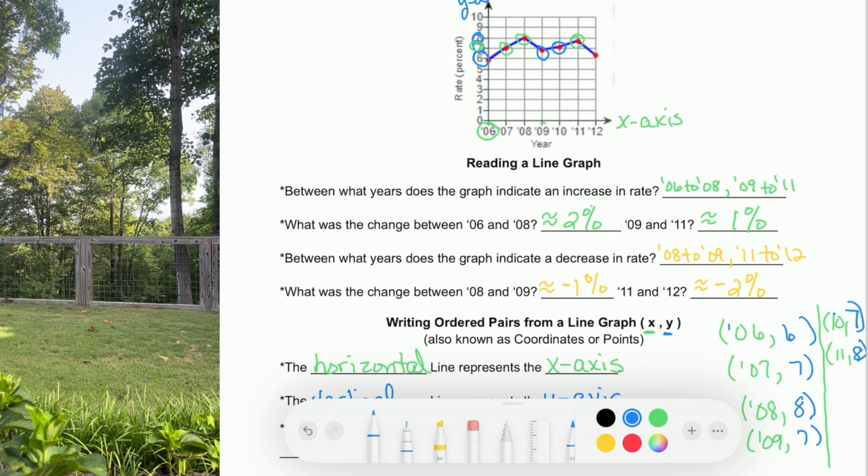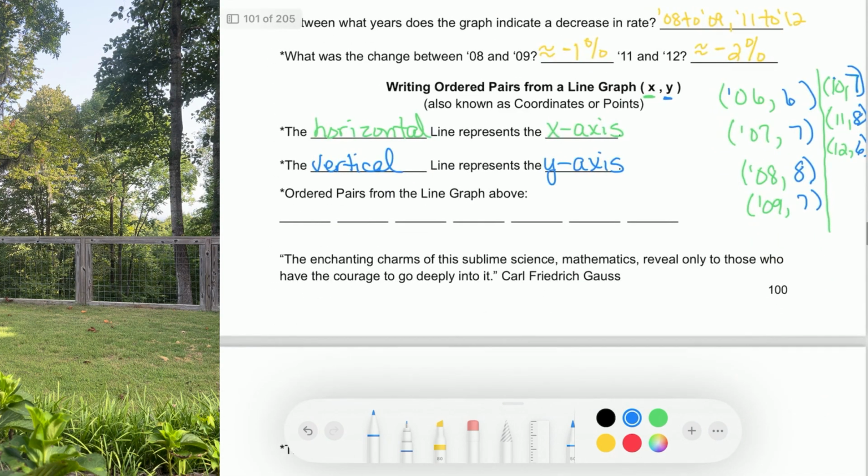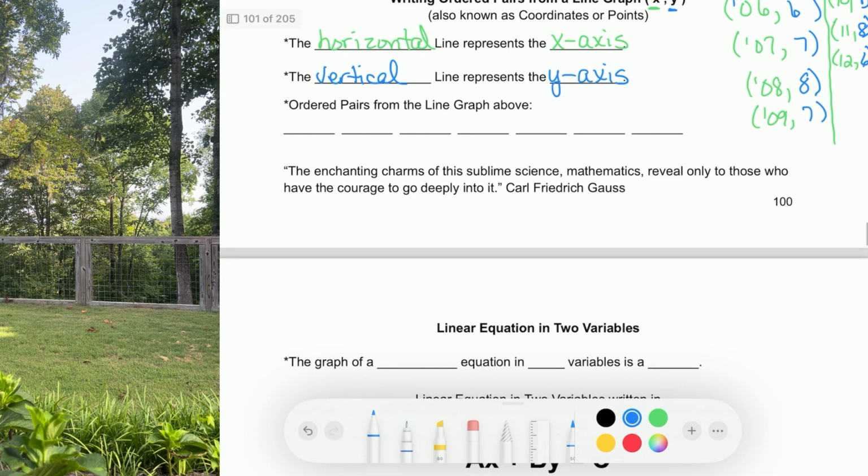And then our last one we have in the year 12, and it was roughly 6. So that's how you write out your coordinates. All right, so let me fill ours in over here. On my notes, I have slightly more accurate numbers that I'm going to jot down in here for you guys.